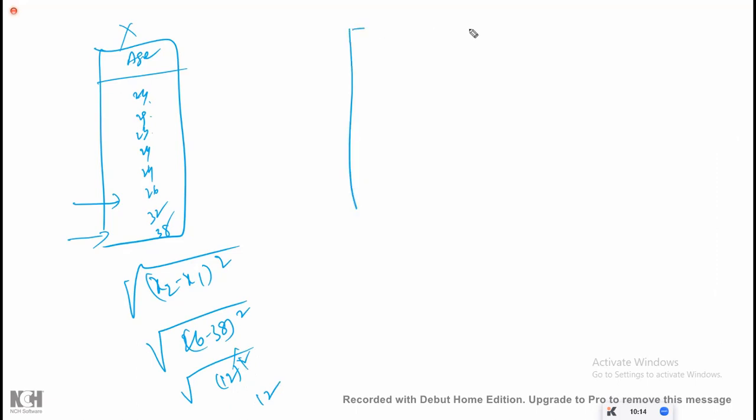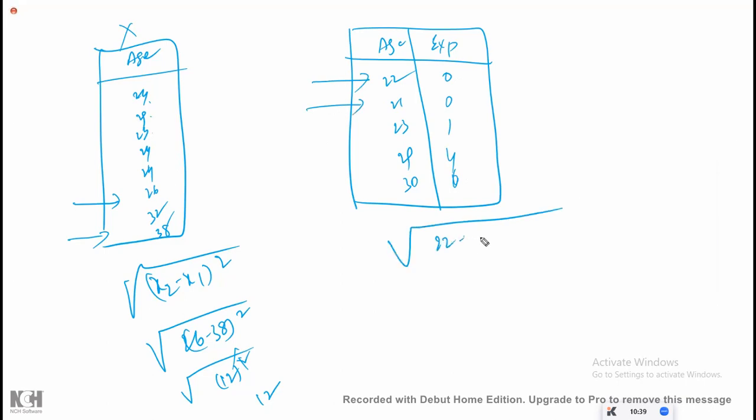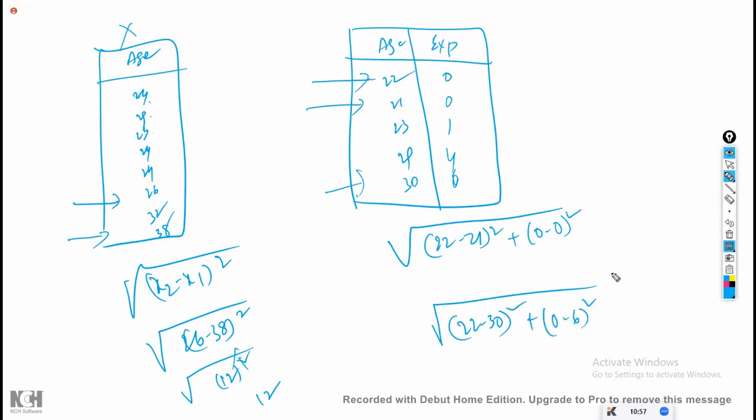For example, you are having two columns, column 1 and column 2: one is age and one is experience. 22 with 0 years of experience, 21 with 0, 23 with 1 year of experience, 29 with 4 years of experience, 30 with 6 years of experience. Now, what is the distance between record 1 and record 2? It is the square root of (22 minus 21) whole square plus (0 minus 0) whole square. What is the distance between the first record and the fifth record? It is the square root of (22 minus 30) whole square plus (0 minus 6) whole square. What is the distance between these two records? It is the square root of (29 minus 30) whole square plus (4 minus 6) whole square.